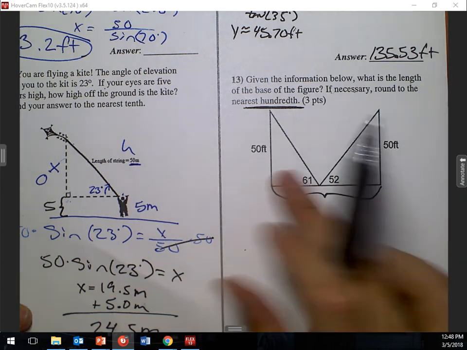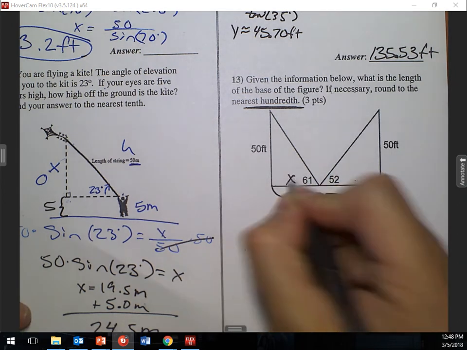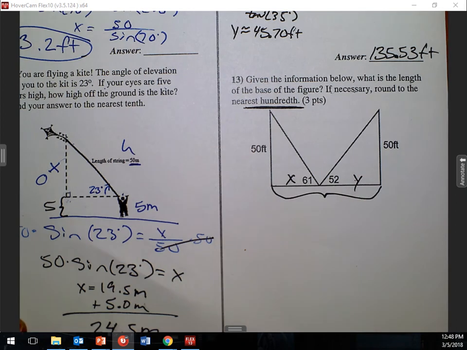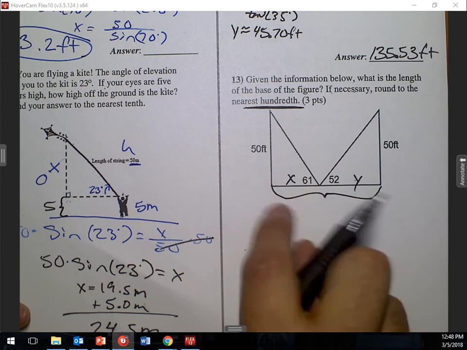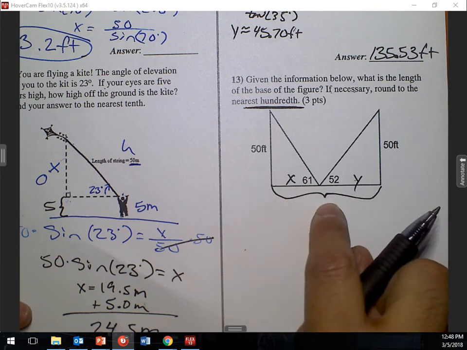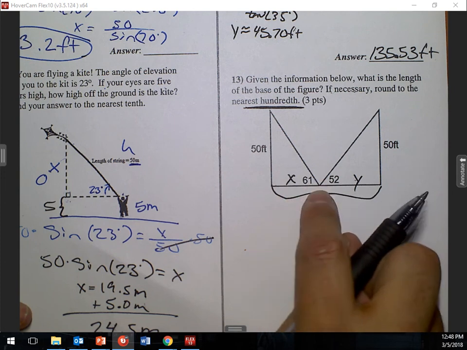I'm going to give it two different variables. I'm going to call this one X. I'm going to call this one Y. Okay? Because I need to find two different things, and then when I'm done, to get my final answer, it's going to be what? X plus Y, right?